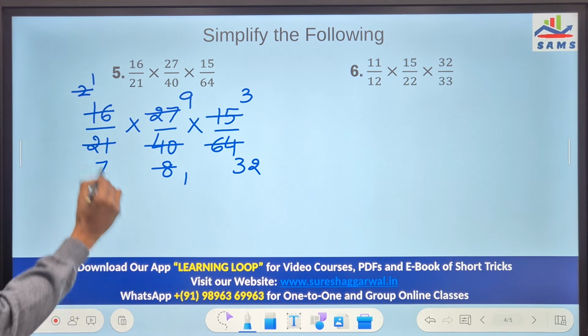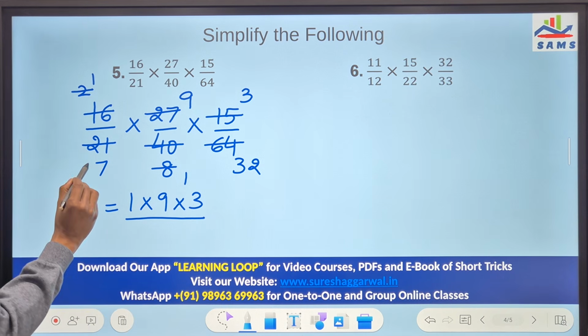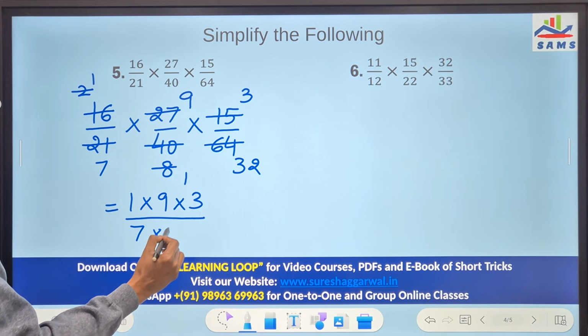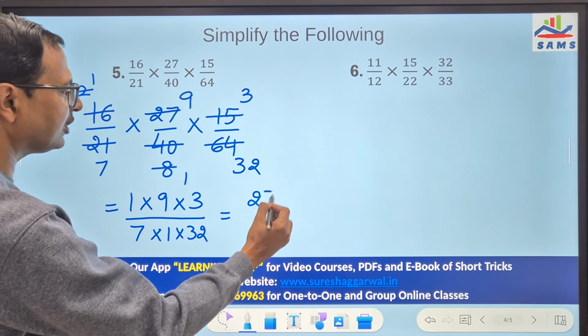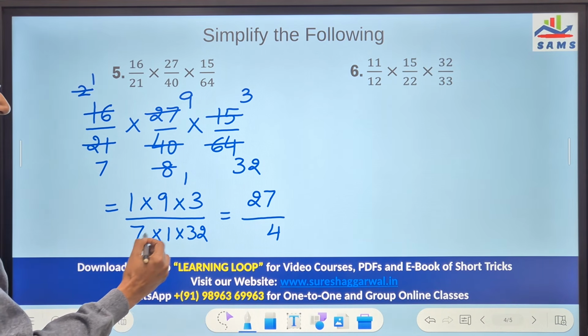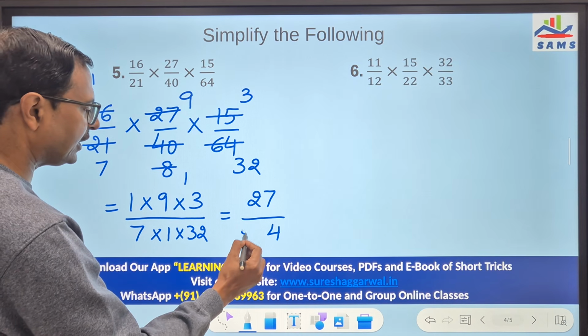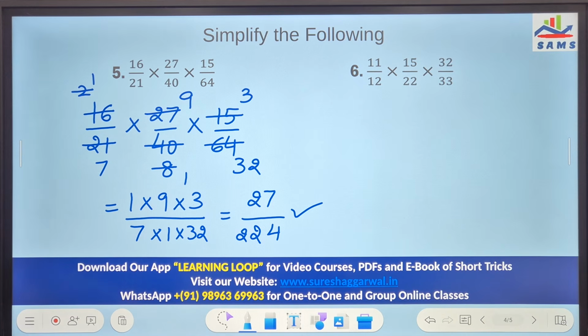So what is the numerator? 1, 9 and 3 in the numerator and this is 7, 1 and 32 in the denominator. That gives us 27 in the numerator and 7 times 32: 7 times 2 is 14, 4 and 1 carry. 7 times 3 is 21 plus 1 is 22, so 224, and that is the reduced form of your answer.